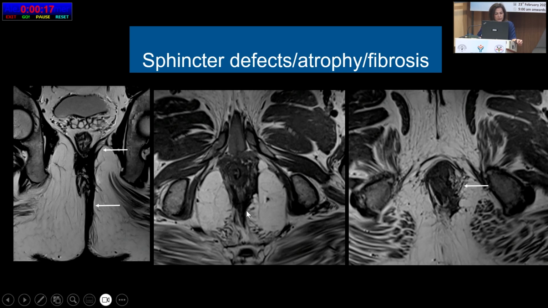There is no fluid in the tract. You can see the puborectalis sling is also totally fibrosed. And you can see fatty infiltration in the sphincter complex. So the anatomy is excellently delineated.